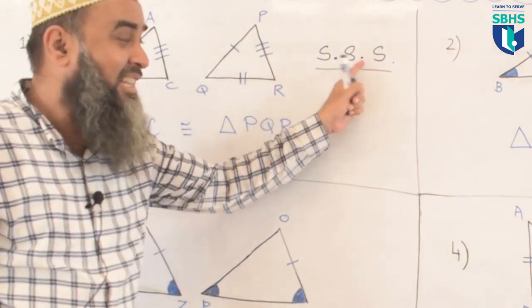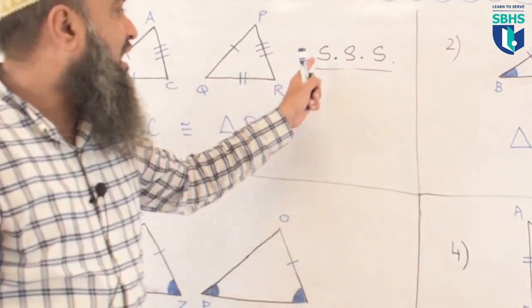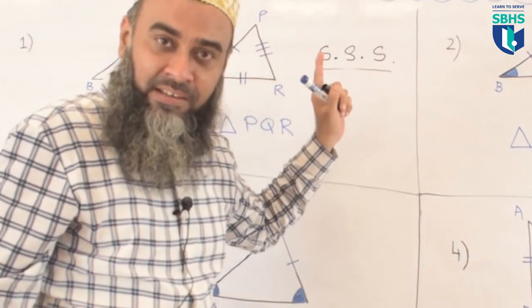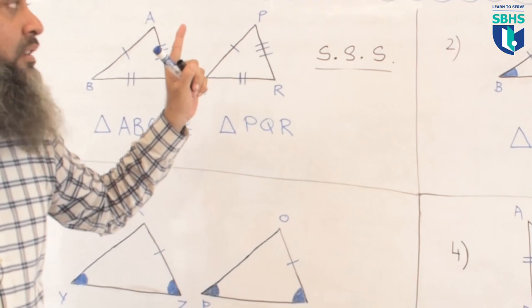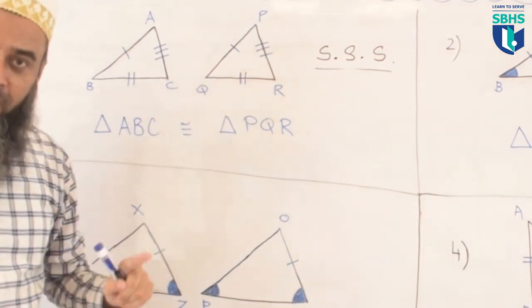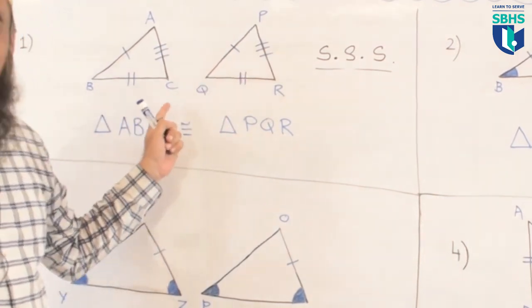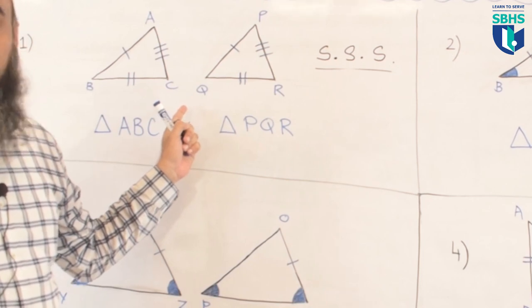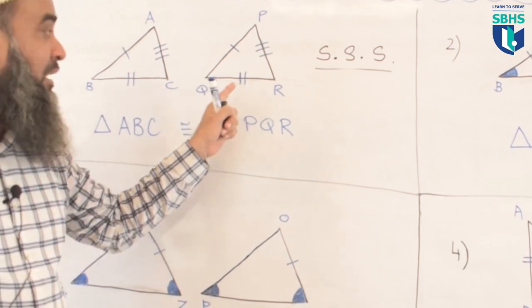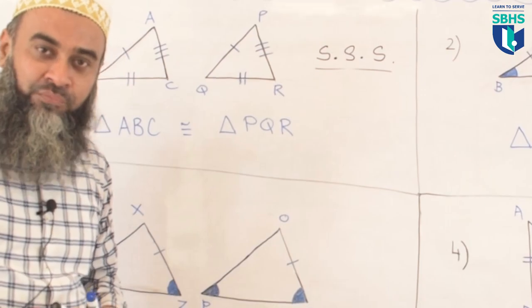What does SSS mean? Of course, it's very simple. SSS means side, side, side. The side-side-side theorem for congruence of triangles. You can see why it is called side, side, side, because all the three pairs of corresponding sides in both the triangles are congruent to each other.